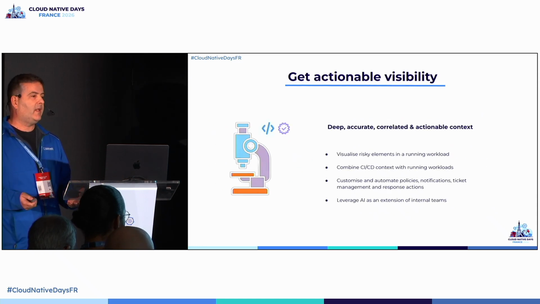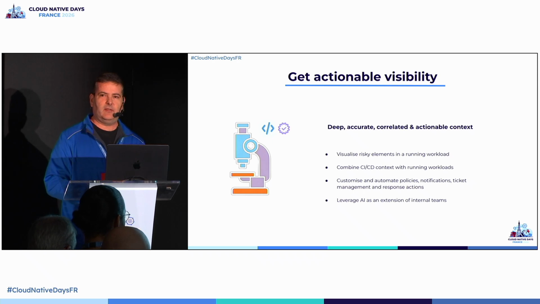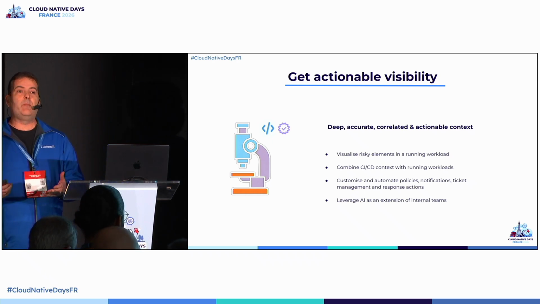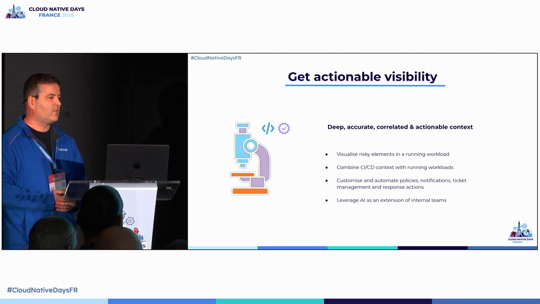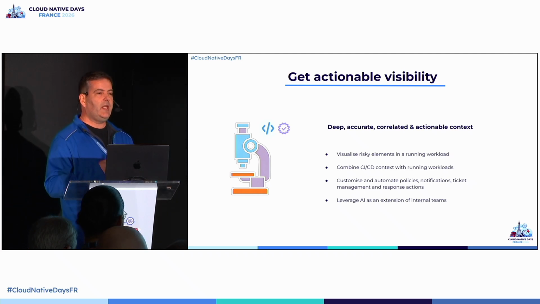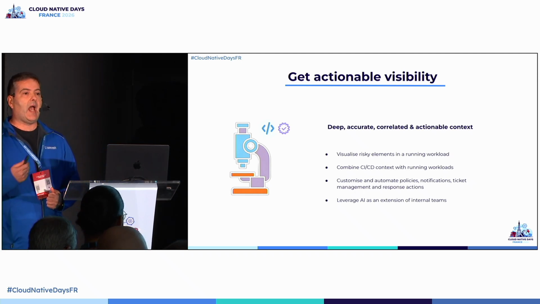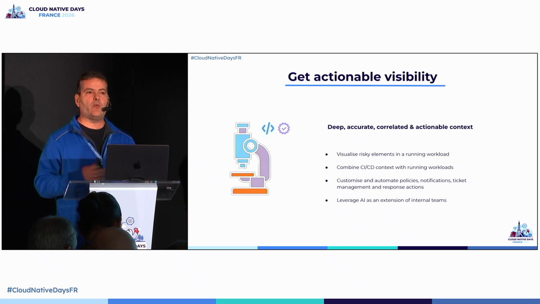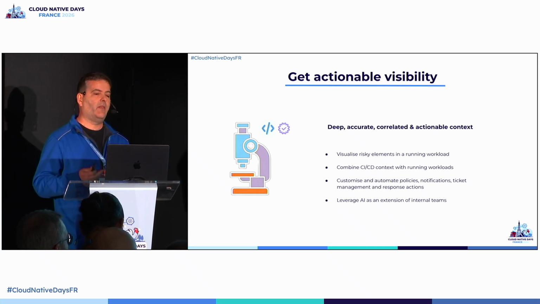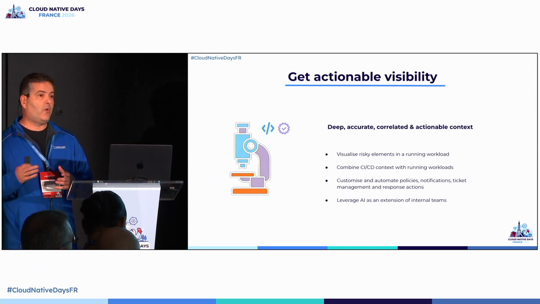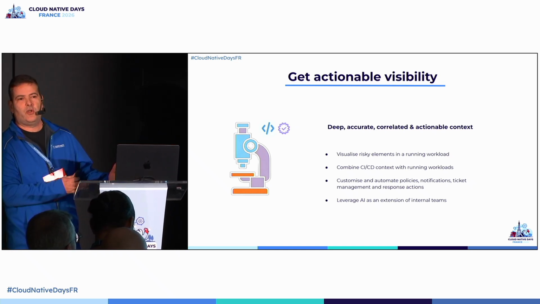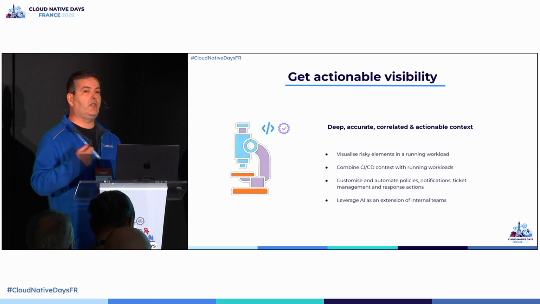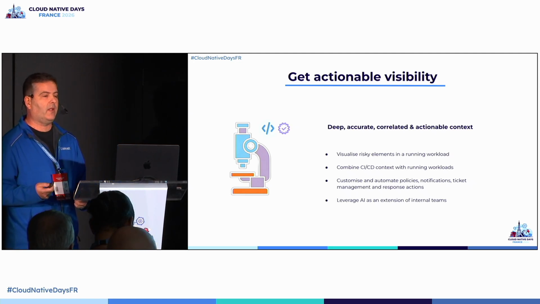Another question that I get is, what do you mean by actionable visibility? It's great to have visibility, and that's something that goes without saying, but it needs to be something that I can act upon as a security practitioner. I really need to visualize the risk that exists in my workload right now, not 5 hours ago or a day ago. And it needs to give me some additional context so I can act upon that.